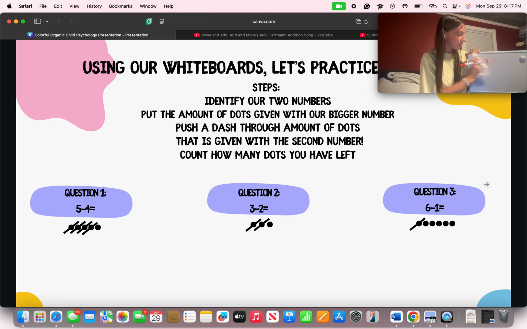Beautiful. Now for our last question. 6 minus 1 equals, friend D says 5 is the answer. And how did you find that? Yep. 1, 2, 3, 4, 5, 6. Take away 1 dot. We are left with 1, 2, 3, 4, 5. 6 minus 1 equals 5.